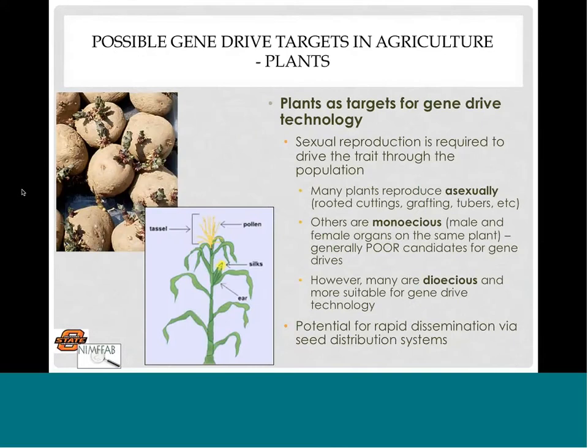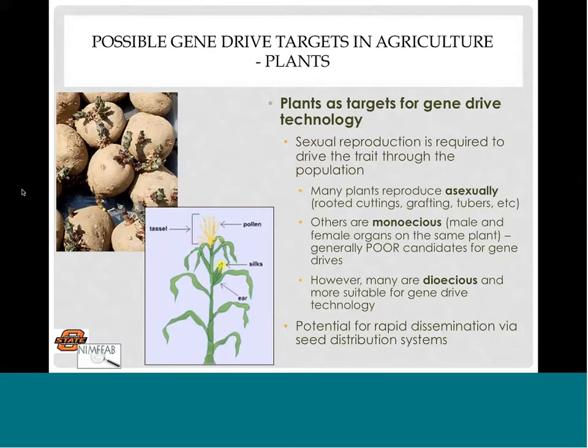Moving on to looking at the potential of targeting the actual plants in agriculture, this is an issue because of the requirement for sexual reproduction to drive the trait through the population. And as many have pointed out, many plants reproduce asexually. The picture here is of potatoes, and we typically plant potatoes by using seed pieces, which are just old potatoes that have been cut up so that each one contains an eye and can germinate.